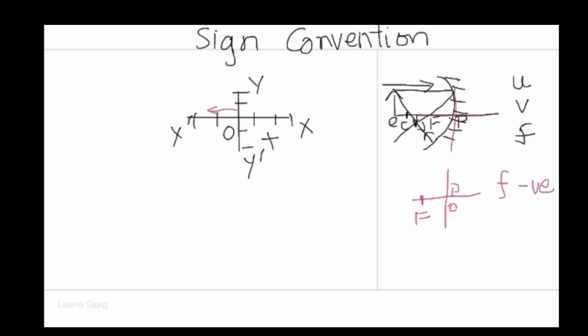The value of U will also similarly be negative because it is being measured to the left of the origin. And V: in this case, the image is formed on this side of the mirror, so this distance is also negative. So V is also negative. In this particular case that I have taken, all values are negative. You could also have a positive value if you have an image formed behind the mirror. So now we'll do a numerical where we'll apply the sign convention.